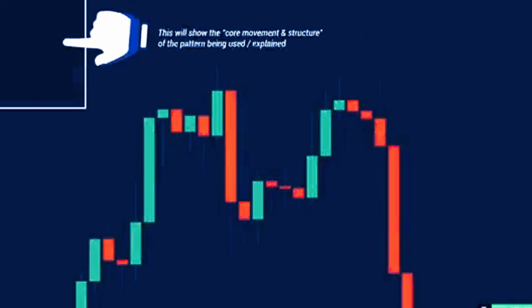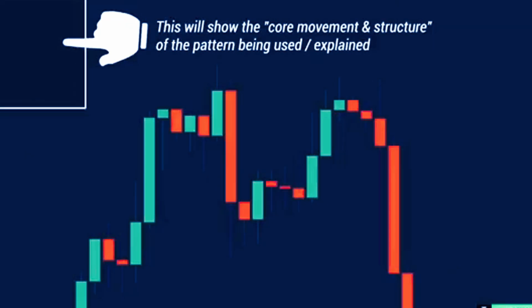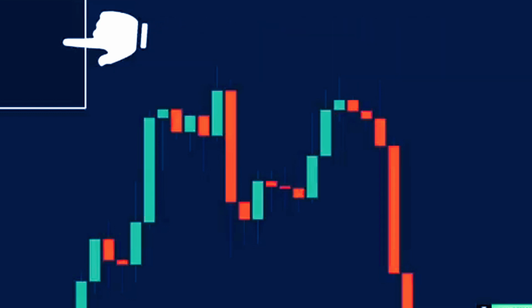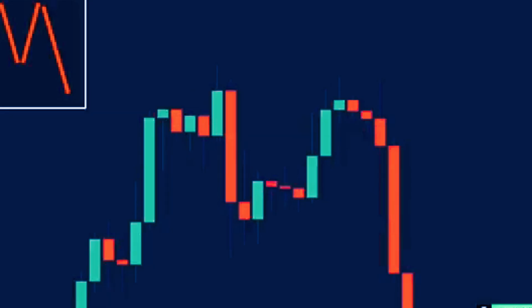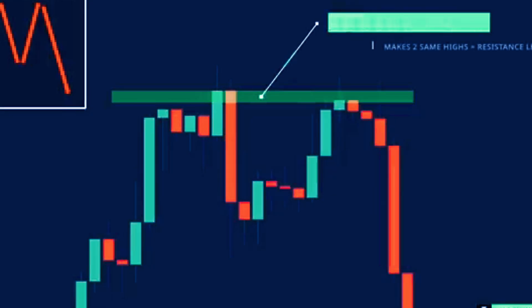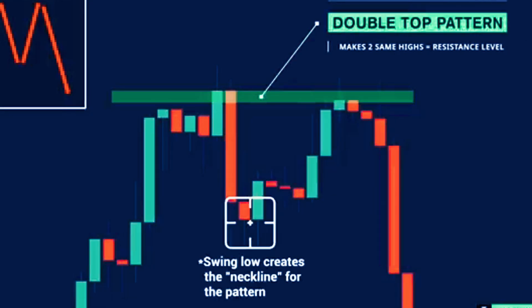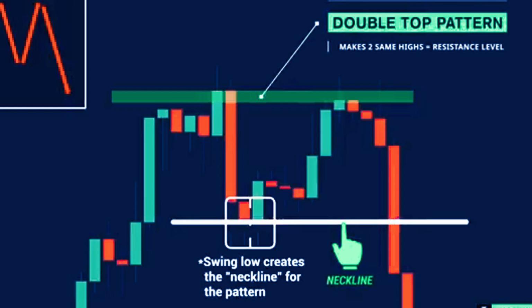Here is where we will be showing the anatomy of each pattern. So first, you have your moving uptrend. Price then makes two same highs. The tops essentially make a resistance level. The swing low here is what is called the neckline.